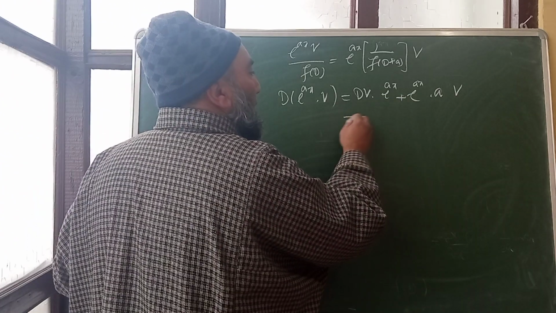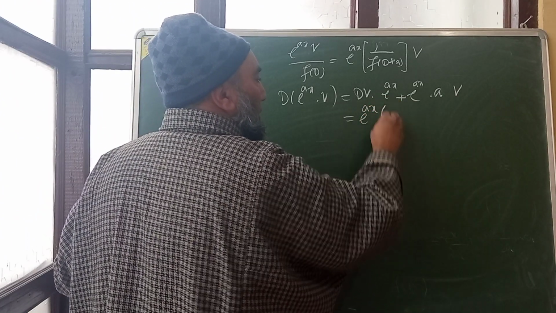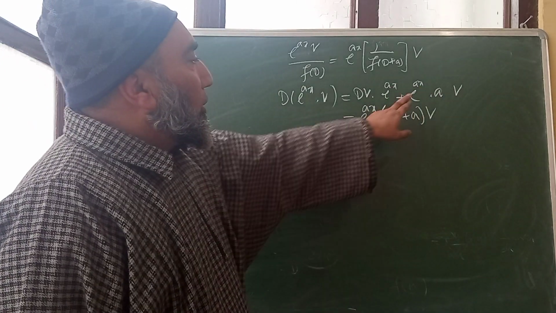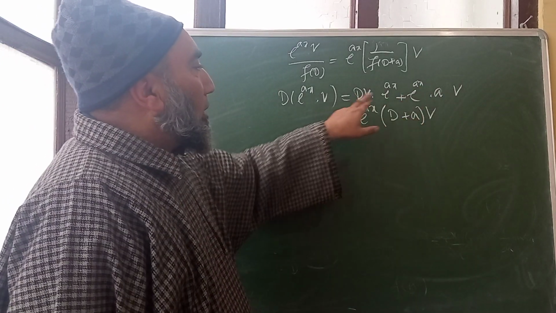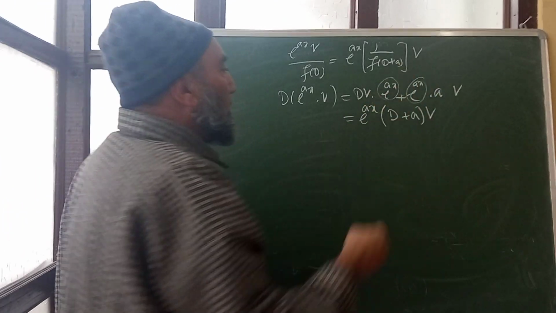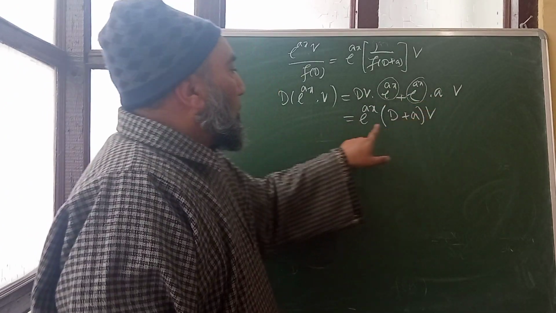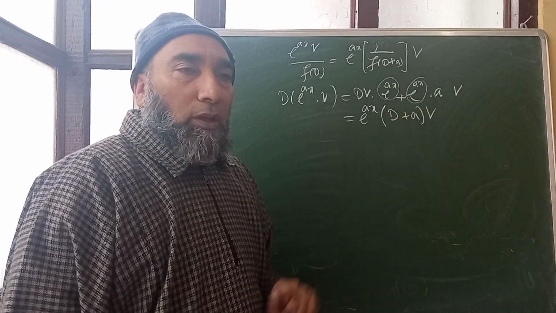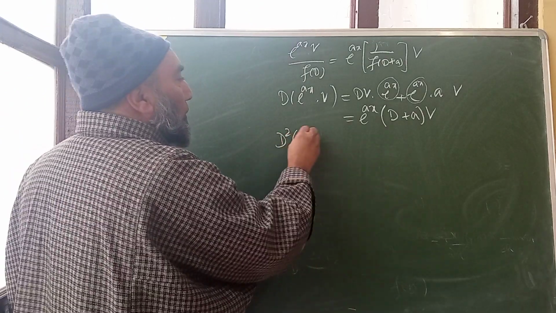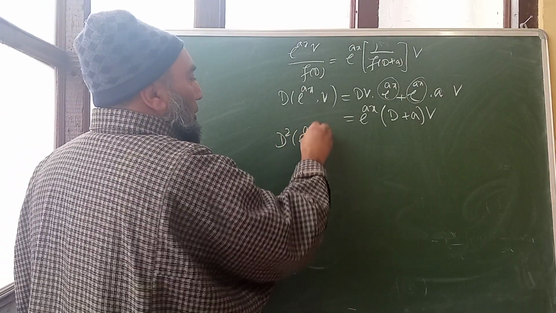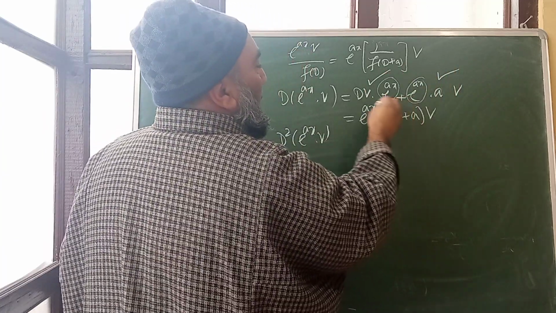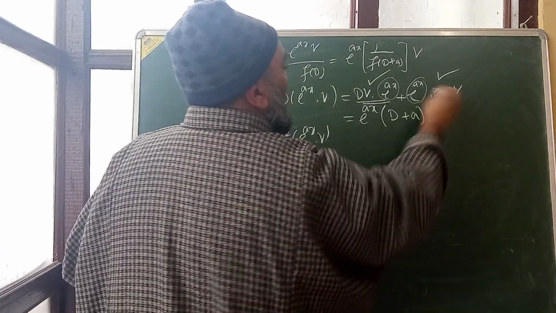Now this is nothing but e to the power ax, d plus a operating on v. Is it okay? You have taken e to the power ax out, and what remains is dv plus av. So it is d plus a operating on v. Fine. Let me differentiate again: d square of e to the power ax v. D square means twice. Let me explain it over here, it will be easy to explain.